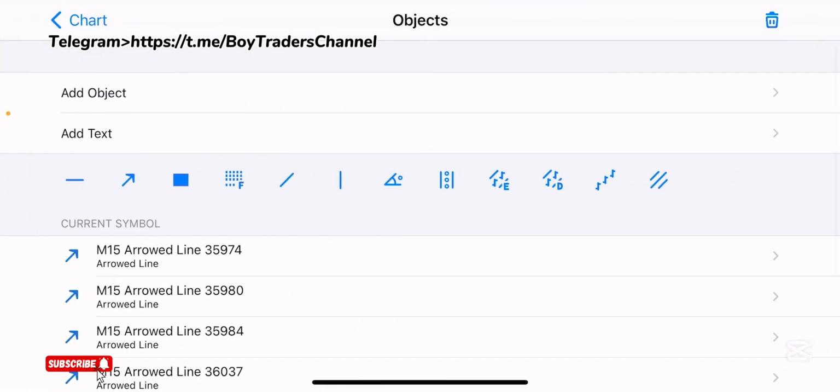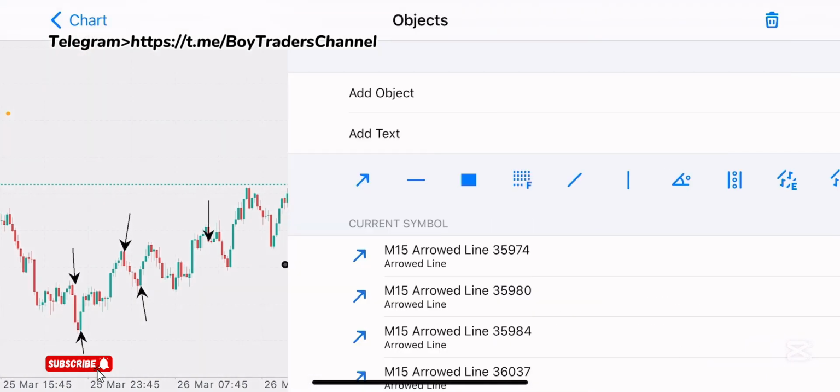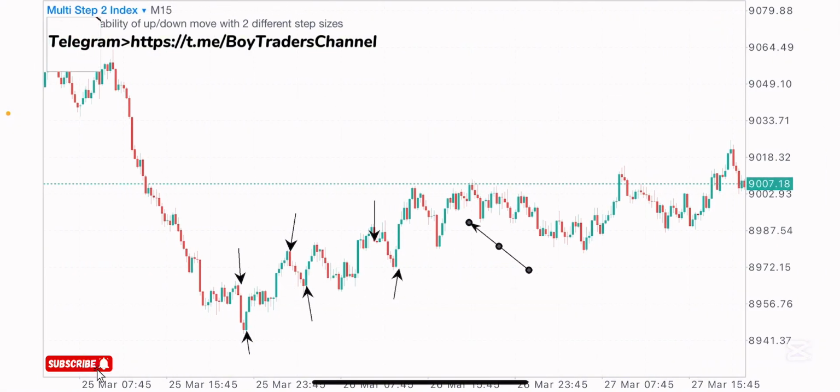So price proceeded to form a new high formation, which is a higher high, and a new low at this point, a higher low. If we check the values, we see that the value of this high is higher than the value of this previous high. So that's why this high is called a higher high, same as the lows here.